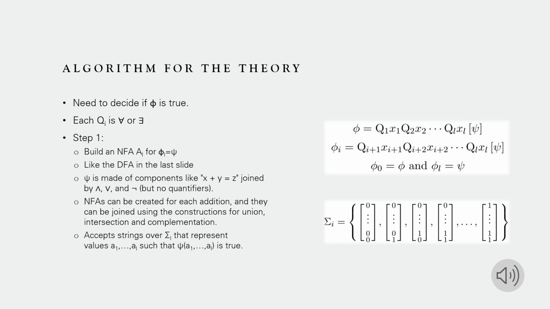Remember that psi is made up of components that look like x plus y equals z, and they're joined by and, or, and not, but there's no quantifiers. So these individual additions can be made with DFAs, and they can be joined through the and, or, and not operators using the constructions for union, intersection, and complementation, because regular languages are closed under those operations. So you can make a DFA, or an NFA actually, that will recognize this language.